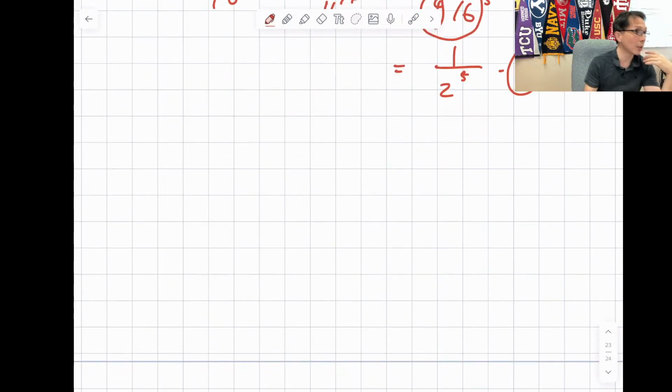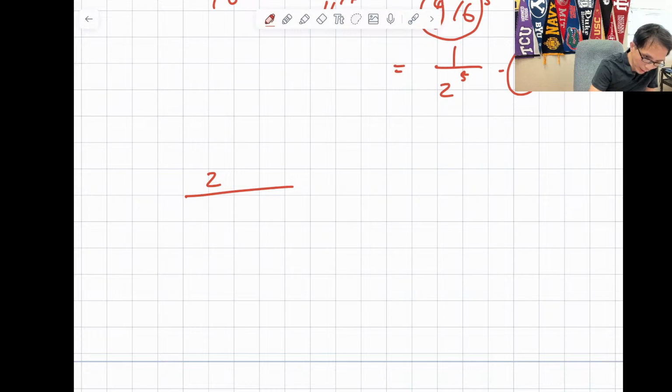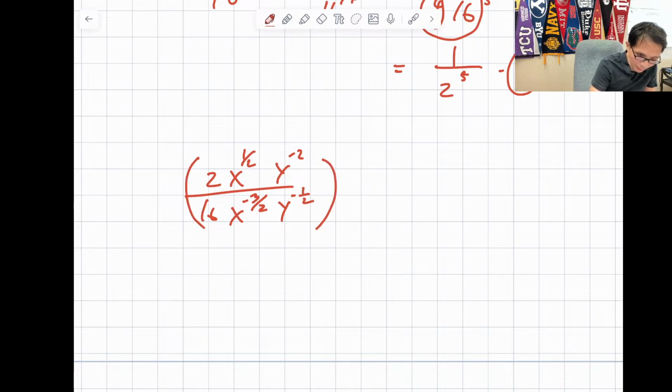So now we're going to give you our harder one. You guys ready? Okay. This one's going to be kind of hard. So let's just say I have 2 and 16, x to the 1/2, x to the negative 3 over 2, y to the negative 2, y to the negative 1/2. The whole thing is to the negative 4/3 power.